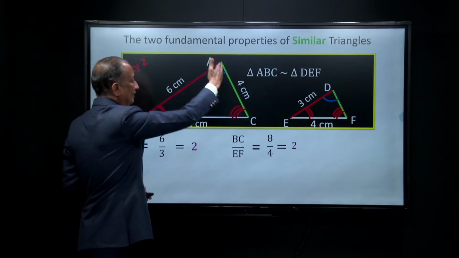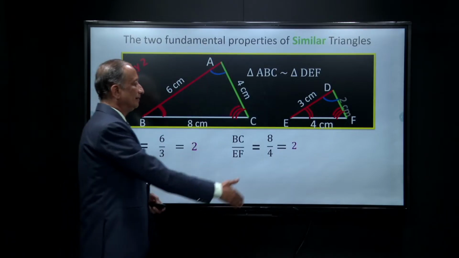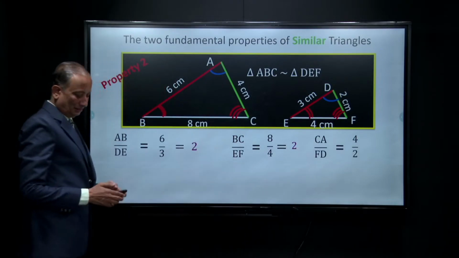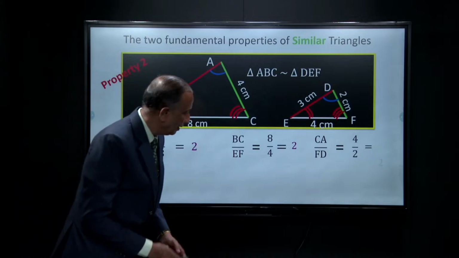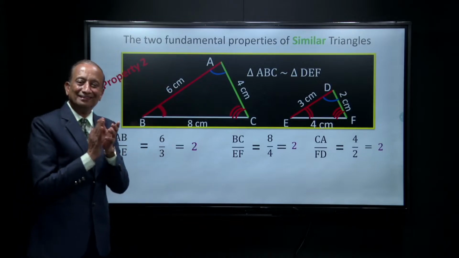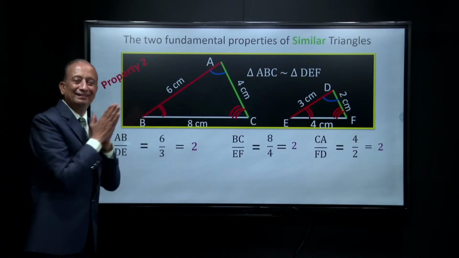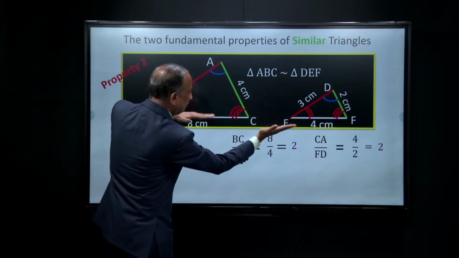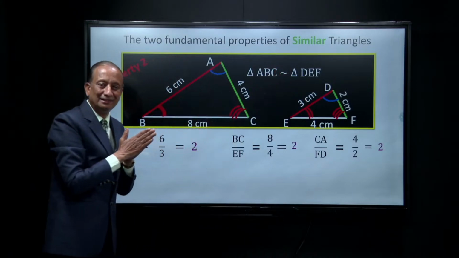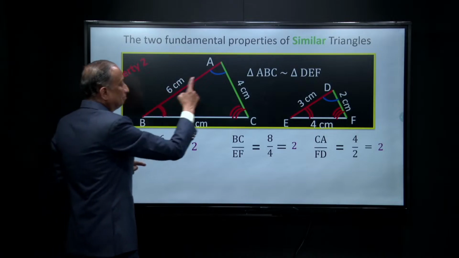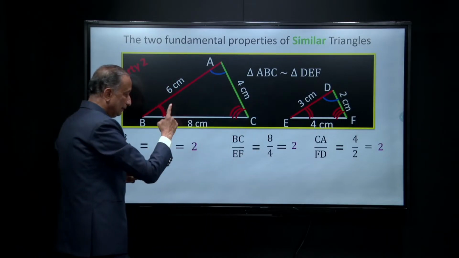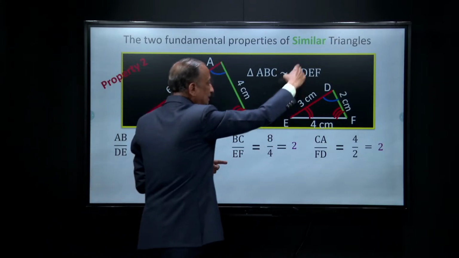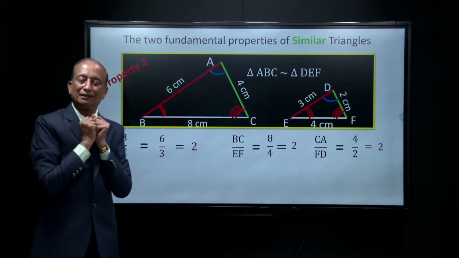What about the third and the last pair of sides, children? Let us assume that this has 4 centimeter, this has 2 centimeter. So compare by taking the ratio. So we got 2 only. So if two triangles are similar, children, if you take the ratio between the corresponding sides, then if this by this is equal to 2, then this side by this side will also be 2, and finally this by this will also be 2, children.